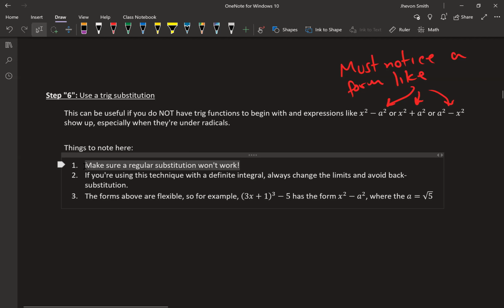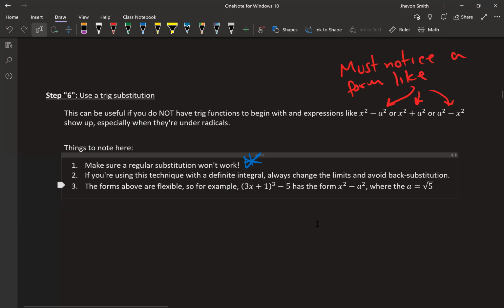Again, make sure a regular substitution won't work. Can't stress that enough. You should be going through step 3 before you even get here. So make sure a regular substitution is not going to work before you even think about doing something like this. And of course, if you're using a definite integral, so these are just some things I want you to remember: if it's a definite integral, change the limits and avoid the back substitution. It's just going to make your life a lot easier.